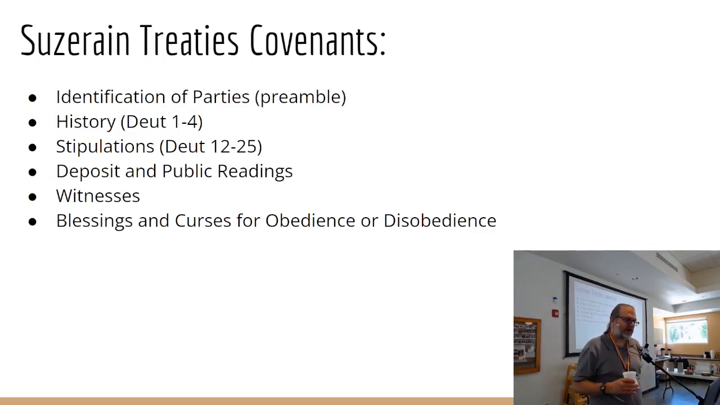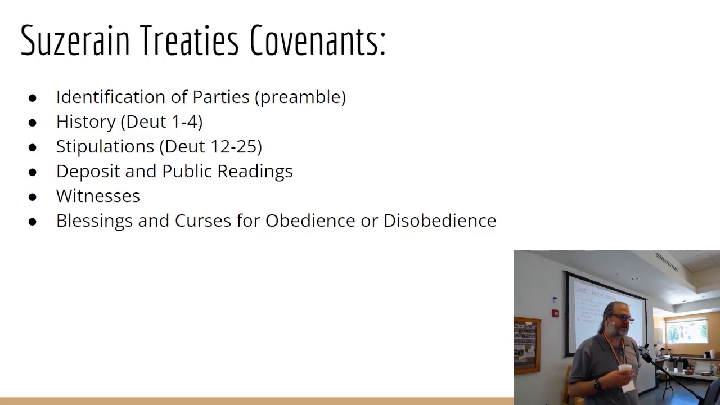And it has these parts: the identification of the parties, which is the preamble, and the history. The history is sort of when they come along and say, this is what I've done for you. I've taken care of you. I've protected you. I've brought armies to defend your borders. Therefore, you should follow these stipulations. Pay your taxes, keep the commandments, don't murder, kill, because I take care of you. I'm your king. I take care of you. In return, you will keep these rules.